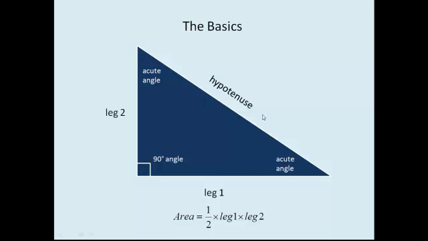And then the third side of a right triangle is called the hypotenuse. It is always the longest side of the triangle, and it is always across from the 90-degree angle.